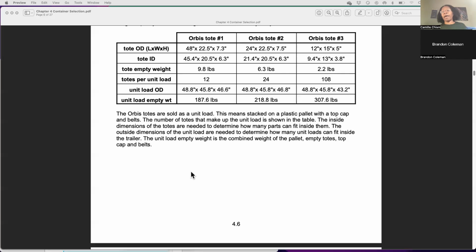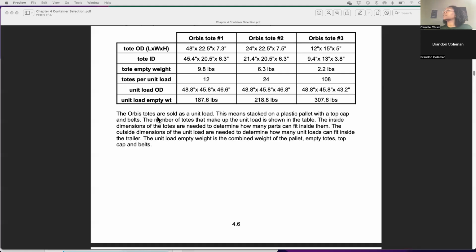So they'll stack that pallet up with the totes, put a top cap on it, and instead of stretch wrapping or using strapping, it will actually have seat belts, and it will lock with seat belts and stay secure.